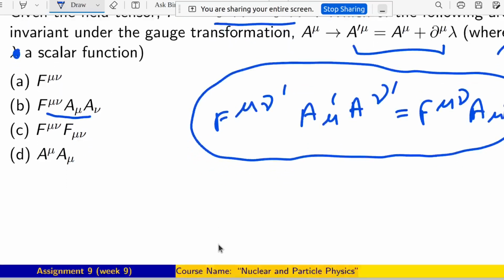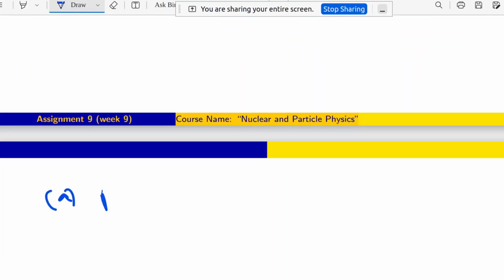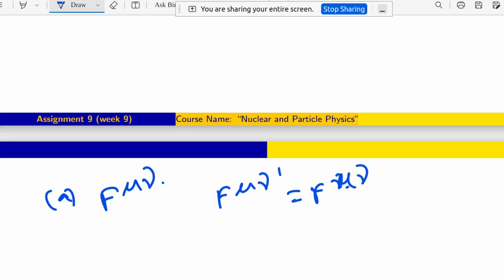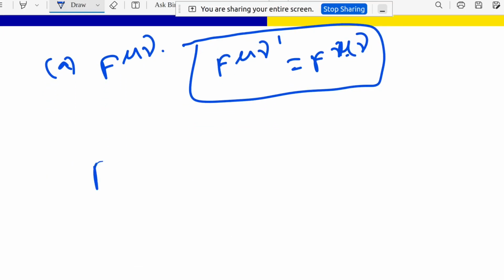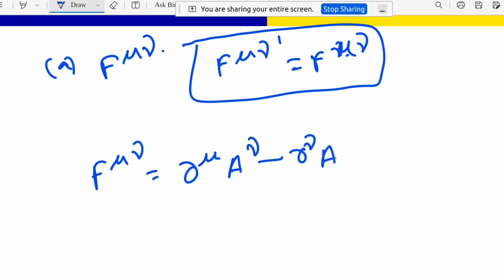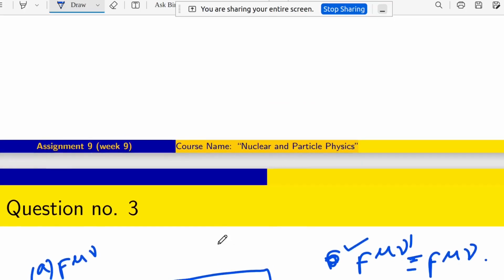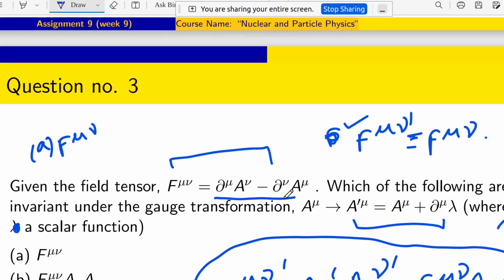Okay. So now one by one I am just going to calculate F mu nu. What we need to check is whether it is like that or not. So how to calculate? F mu nu is what? Del mu A nu minus del nu A mu. It is given here, right? Yes, del mu A nu minus del nu A mu.